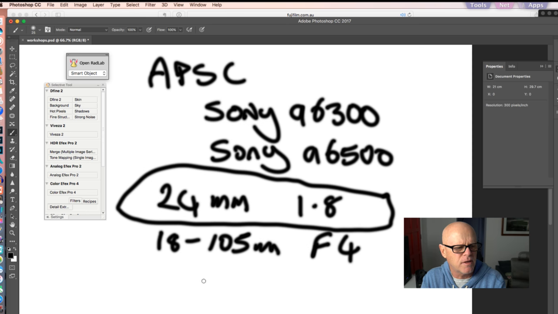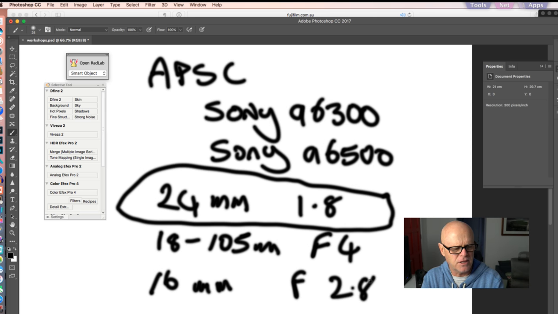I do have some others. I think there's a 16mm as well. I can't remember. I haven't used it for a while. It's a 16mm f2.8, I think. That's in the other room, though. I very rarely get that out. It's a very wide one. But like I said, most of the time I'm using my APS-C lenses there as well.